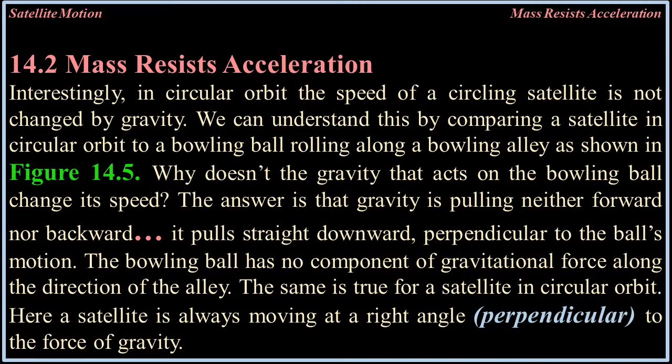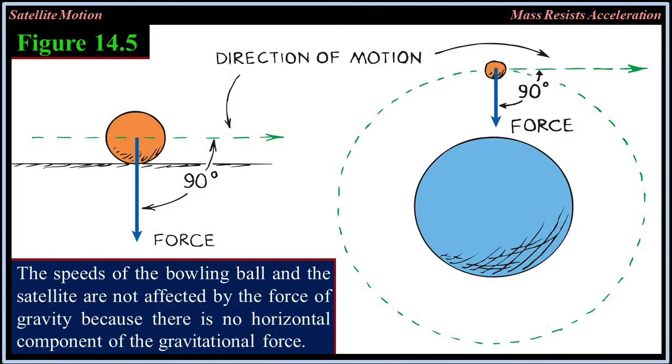14.2. Mass resists acceleration. Interestingly, in circular orbit, the speed of a circling satellite is not changed by gravity. We can understand this by comparing a satellite in circular orbit to a bowling ball rolling along a bowling alley, as shown in Figure 14.5.